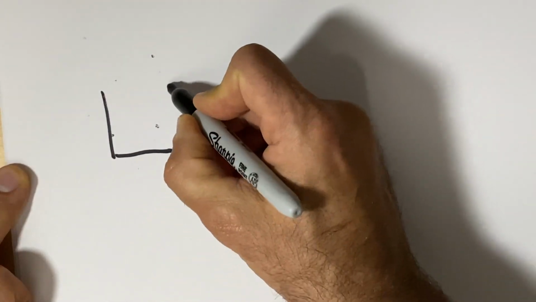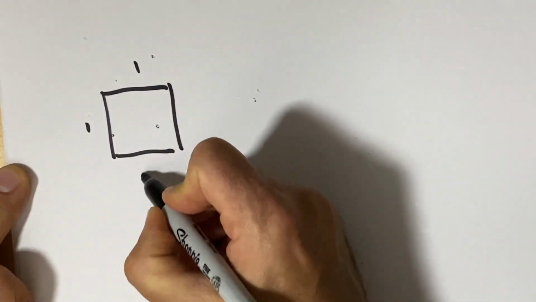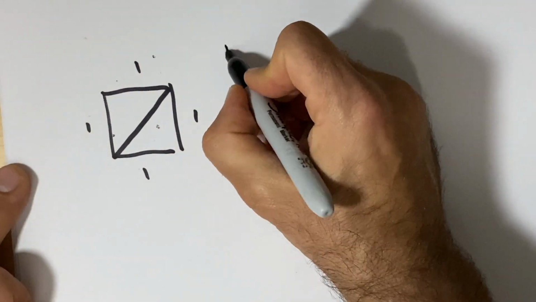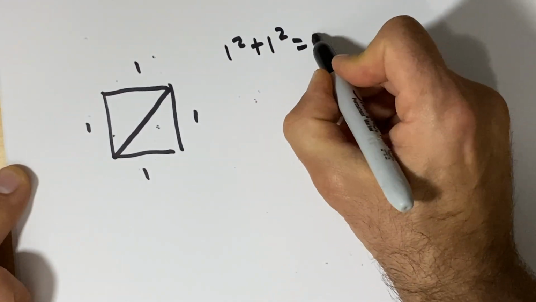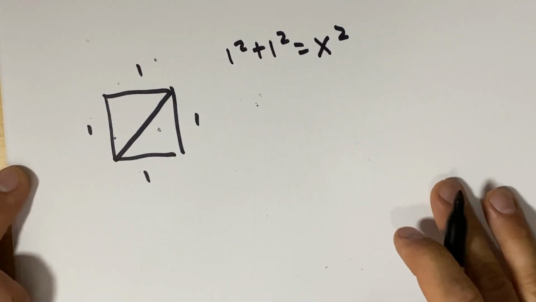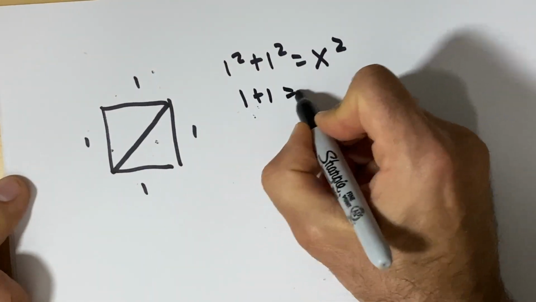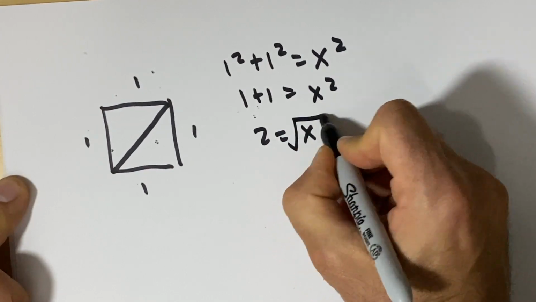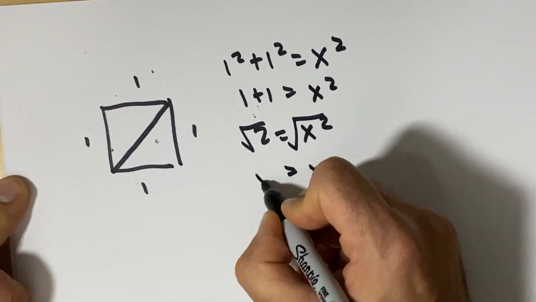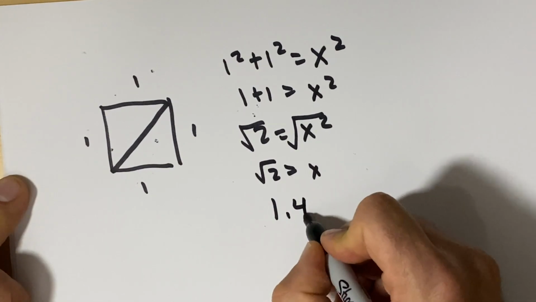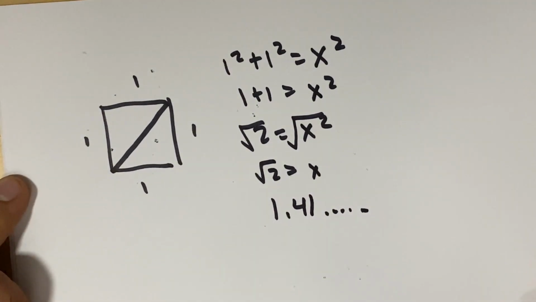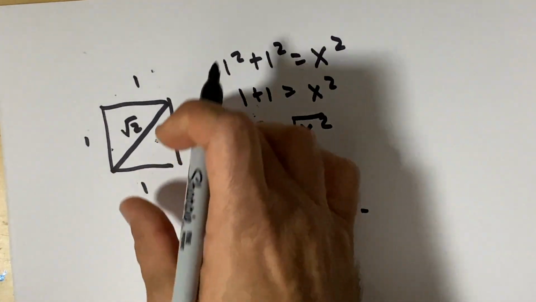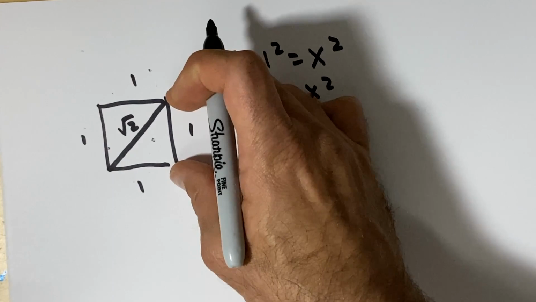Take the number square root of 2. When you have a square whose sides are 1 and 1, this diagonal is the square root of 2. We can prove that with the Pythagorean theorem. 1 plus 1 equals x squared. X equals square root of 2. So square root of 2 is a number that repeats infinitely, but we can draw it. We can represent it as a ratio or a proportion of the diagonal of the square compared to its sides.